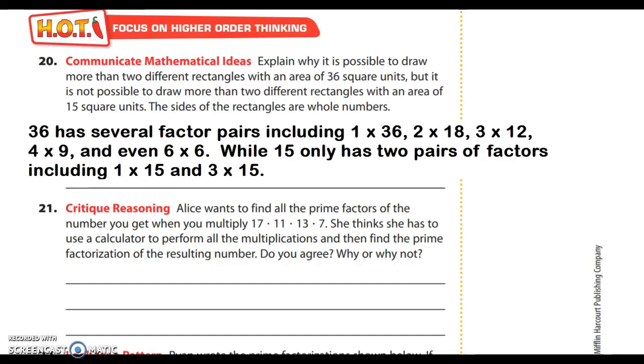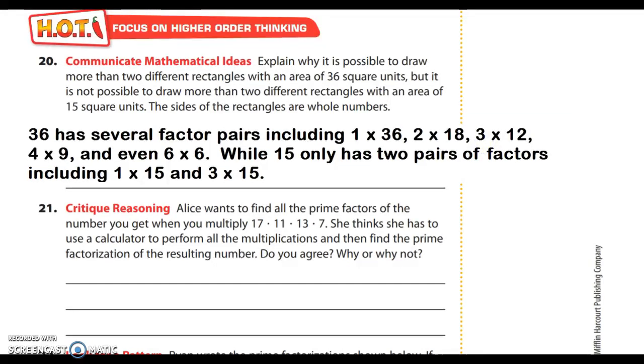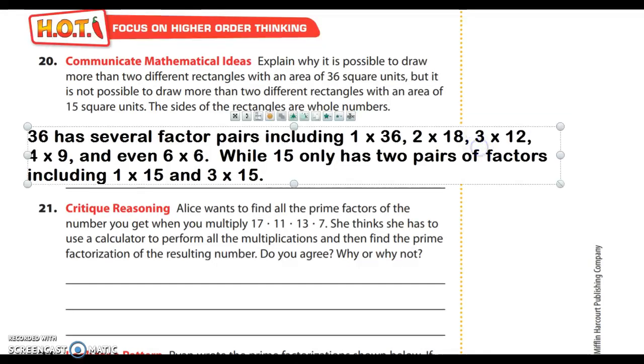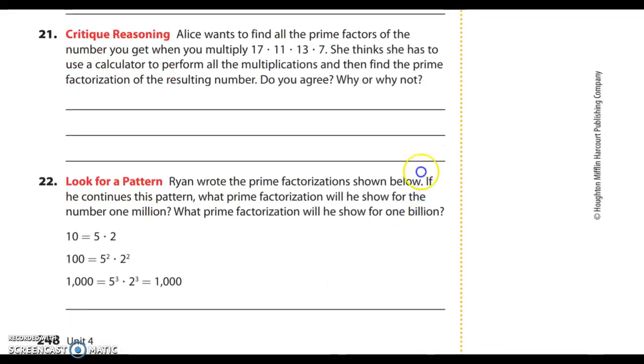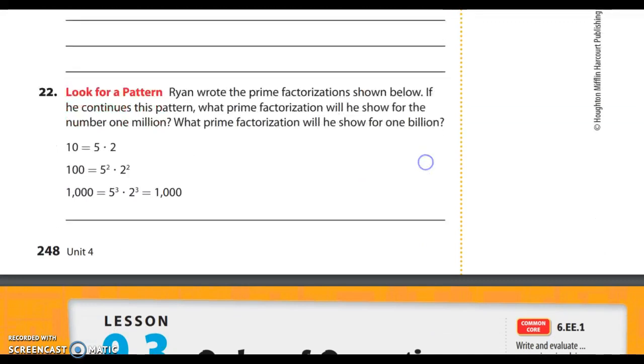Okay, we're going to see here if we can squeeze in one more problem. We have 1.5 minutes left on this video before we're going to run out. We're going to skip number 21 altogether. We're going to go to number 22. Number 22 reads, look for a pattern. Ryan wrote the prime factorization shown below. If he continues this pattern, what prime factorization will he show for the number 1 million and the number 1 billion? I want you to notice something here.